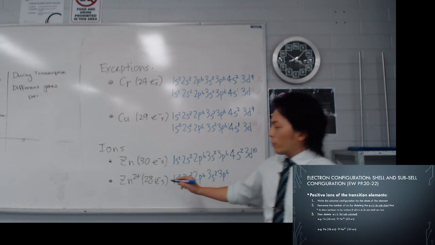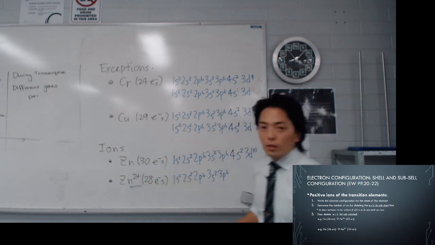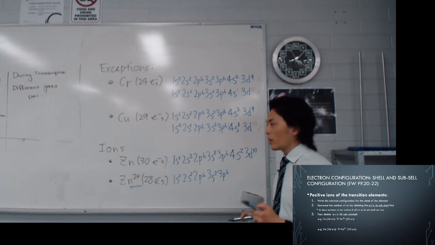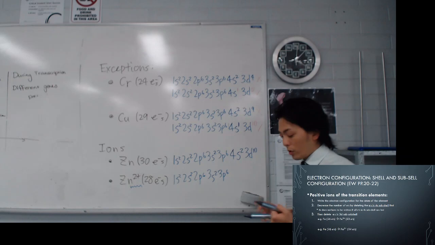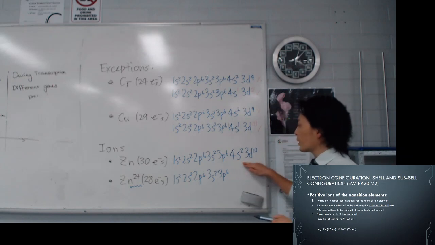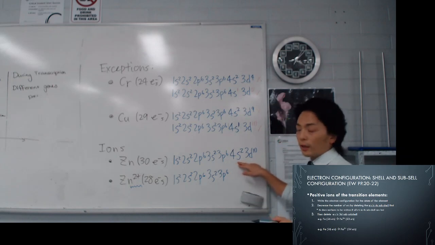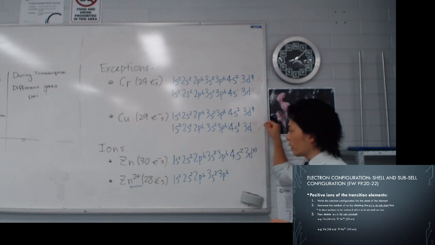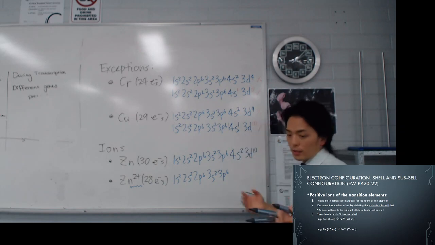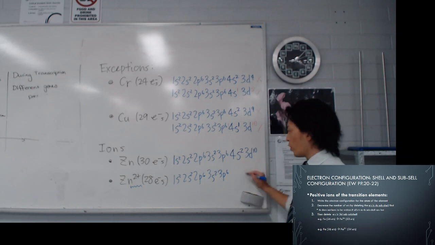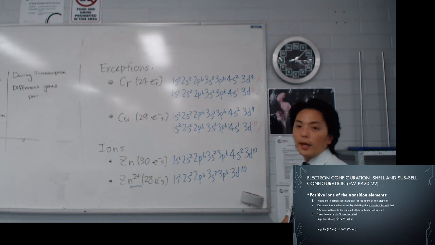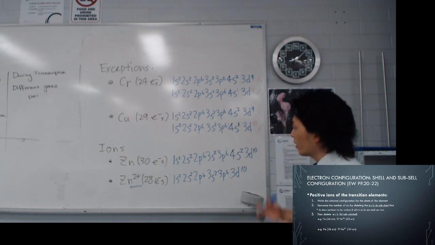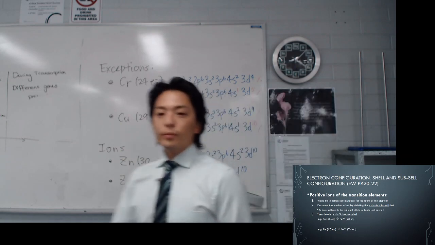Now, if you were to write zinc 2 plus ion, you need to take 2 electrons off from it. Now, 4s2 is where you have to take electrons from. If you take 1, 2 electrons off, 4s doesn't have to exist anymore. So the only thing that's left is 3d10, and that's it. That's all I had to do.